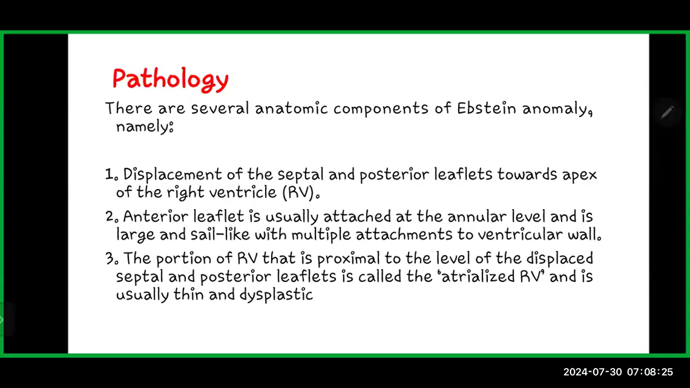The anterior leaflet is usually attached at the annular level and is large and sail-like, with multiple attachments to the ventricular wall. The portion of the right ventricle that is proximal to the level of the displaced septal and posterior leaflets is called the atrialized right ventricle and is usually thin and dysplastic.